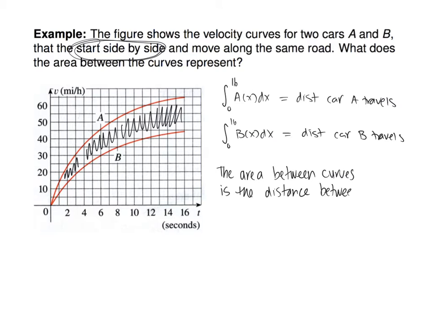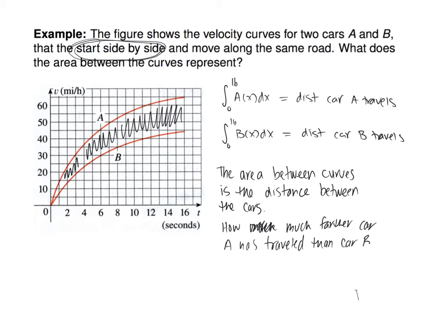There's no way they're drag racing, they're topping out at 6. This is getting up to the high. Yeah, we're not drag racing, we're just accelerating. Yep, up to 60. So it tells you the distance between the cars, or how much farther car A has traveled.